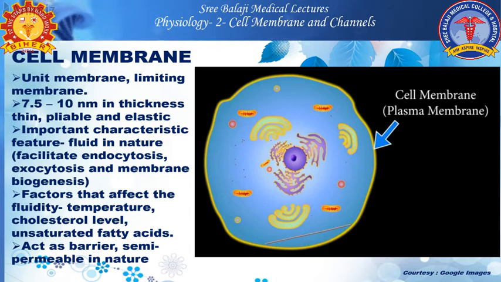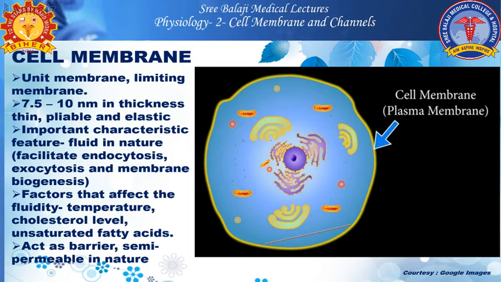Let us see the factors which affect this fluidity. There are certain factors. First one is temperature. As you all know, when the temperature increases, the fluidity also increases. Then coming to cholesterol. The cholesterol is present in the cell membrane, interlocked in between the phospholipids. What will happen when the cholesterol level increases? It is going to arrest the movement of the substances that make up the cell membrane. So when the cholesterol level increases, naturally the fluidity will decrease.